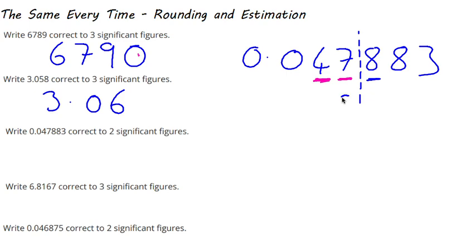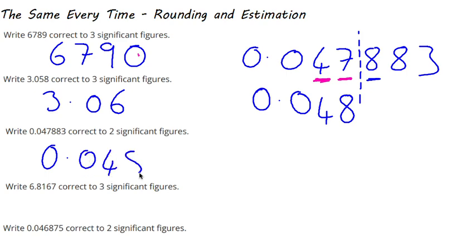So the number before, the 7 rounds up, that 4 stays the same, and then a little bit like the very first question where we had to fill up the number as far as the decimal point, we do actually in this case have to still include those zeros there, so the number is about the same size. So to two significant figures, 0.048 for that one.